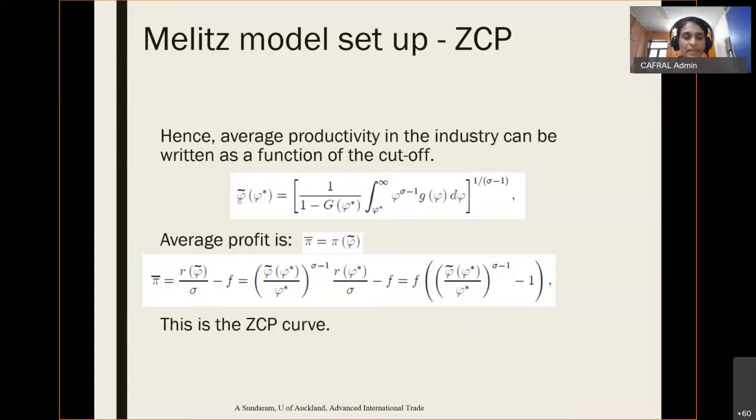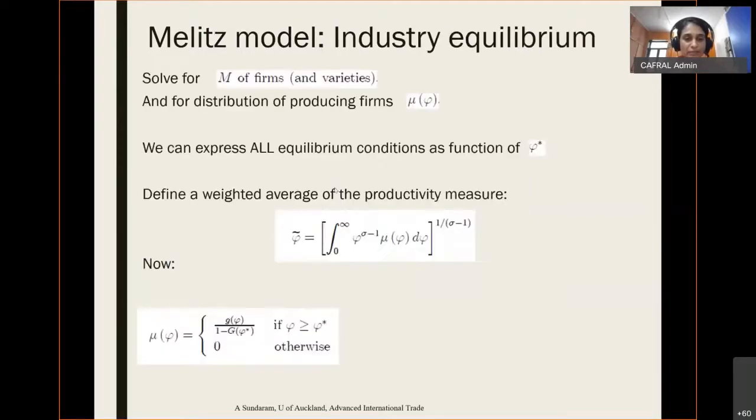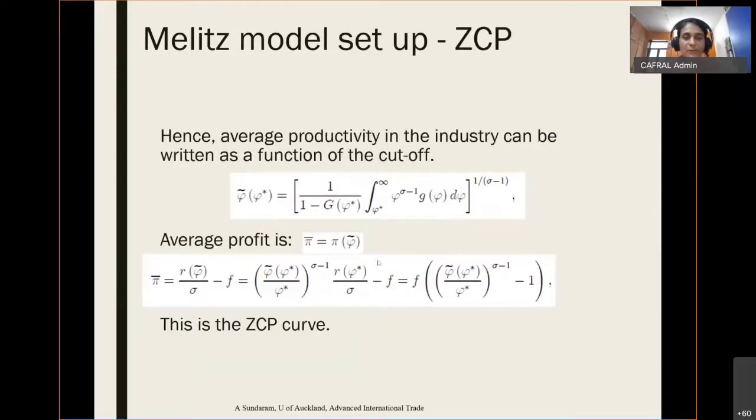Okay, so the average is going to be, I'm just simply substituting. In here, I'm going to substitute for the mu. I have derived what the mu looks like, right? So instead of mu, we're going to write g of phi, and then take the 1 over 1 minus g of phi star outside, because it doesn't depend on the phi. Now, when I'm integrating, of course, I'm integrating from phi star to infinity, because below phi star, mu is zero, so it doesn't count. So I can just go directly from phi star to infinity.